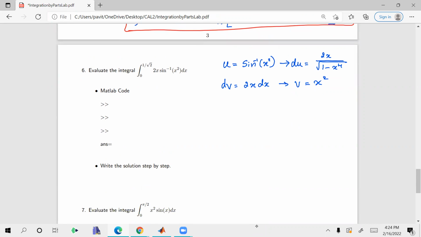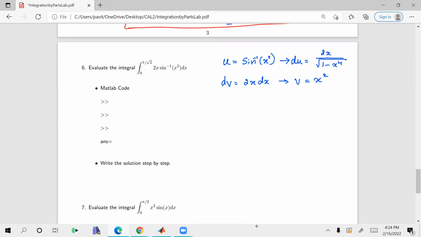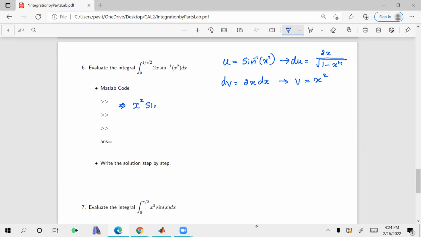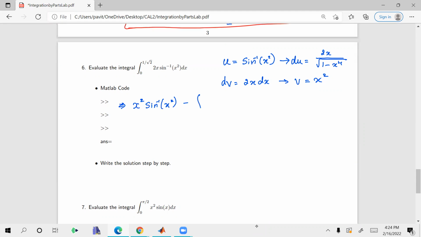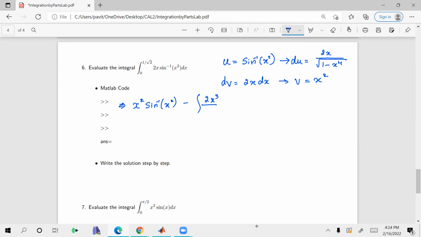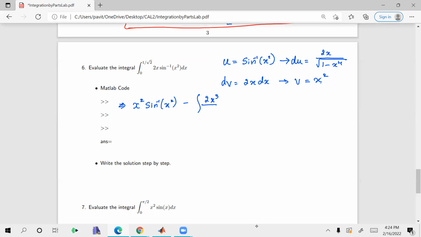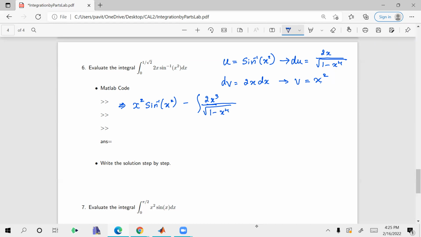Okay, now we will use the formula. It is u times v, so x square into sine inverse of x square, minus the integration of 2x cubed, because we have x square here. When I multiply v into du, that becomes x cubed divided by square root of 1 minus x to the power of 4 dx. Oops, I always forget to put dx here.